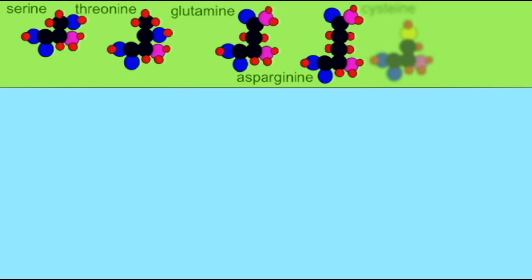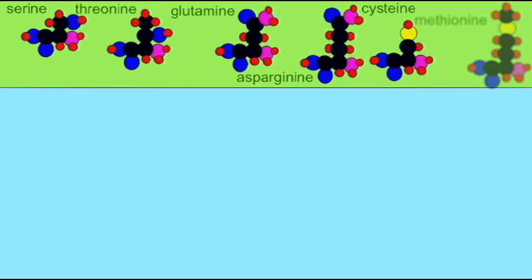Two of these amino acids have sulfur in them. One of them, cysteine, can form a disulfide bond, which forms a bridge which can connect two different parts of a protein, very important in its tertiary structure.